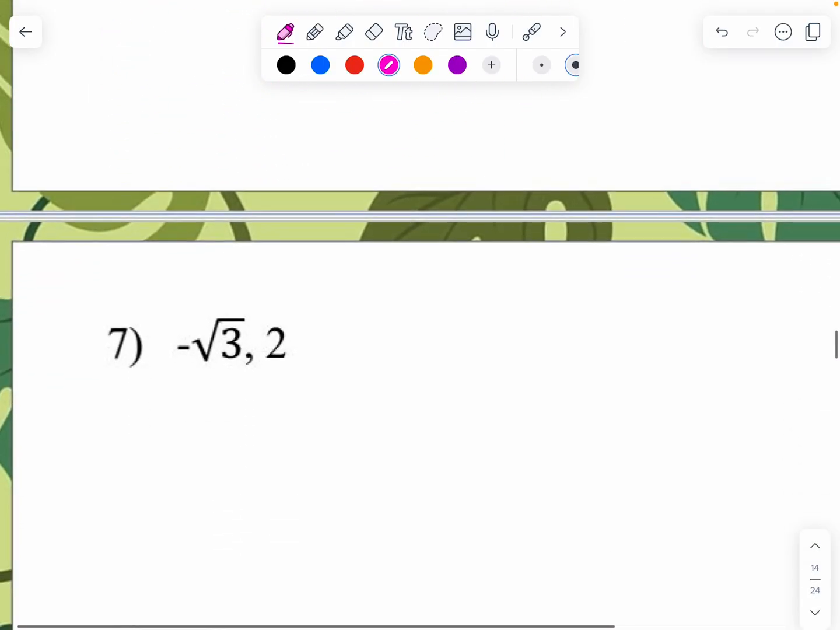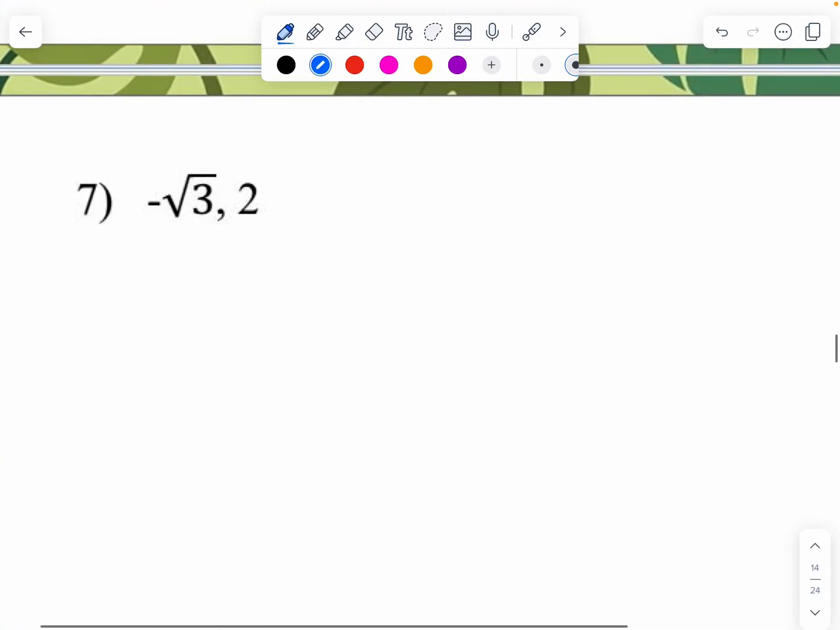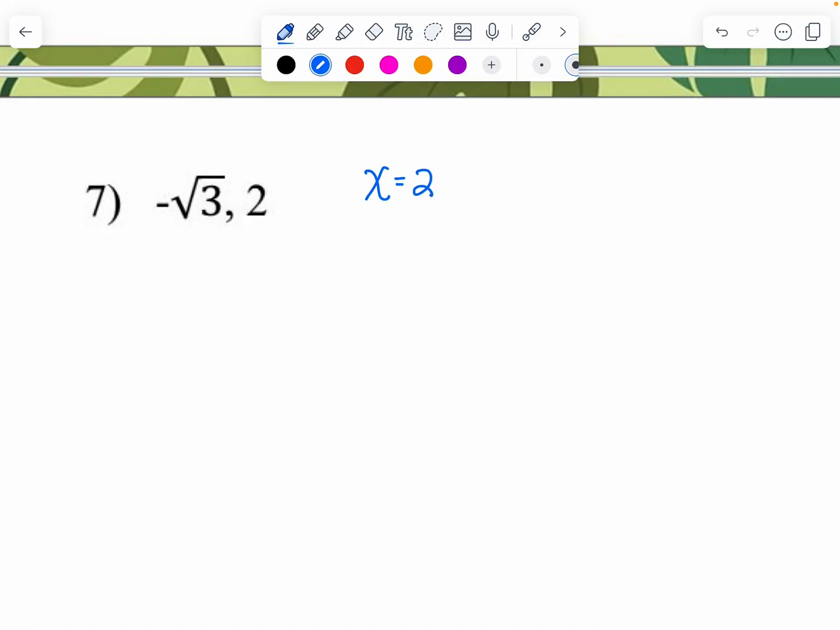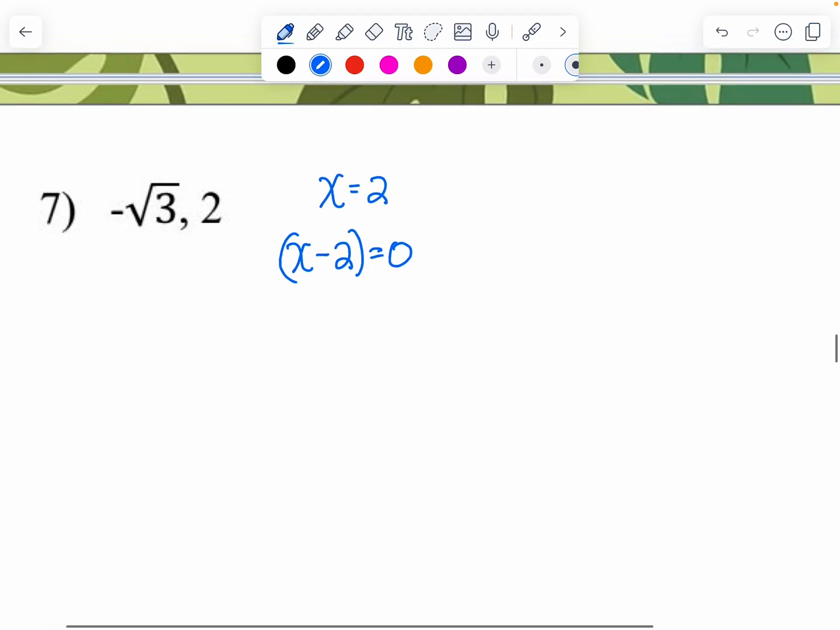All right, let's try number 7. So number 7 is kind of the same situation. Still very simple roots. The first one's real simple. X equals 2, which turns into x minus 2 equals 0 as my factor. And then I've got negative square root of 3. I have to remember that negative square root of 3 has a partner, the square root of 3. So in order to get to my polynomial pretty quickly, I'm going to say x equals plus or minus the square root of 3.